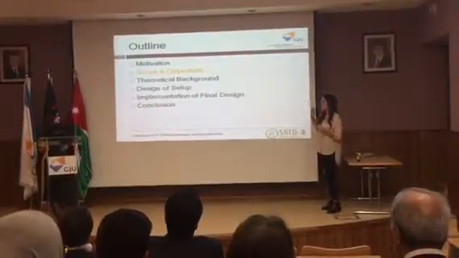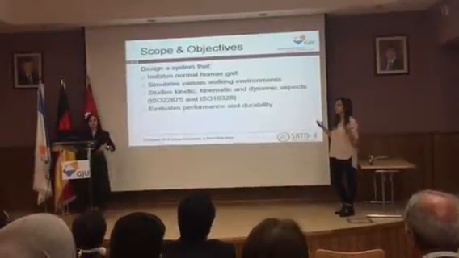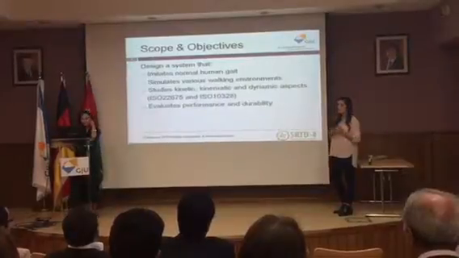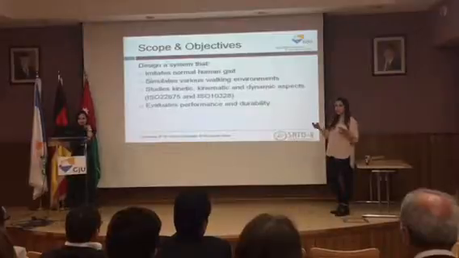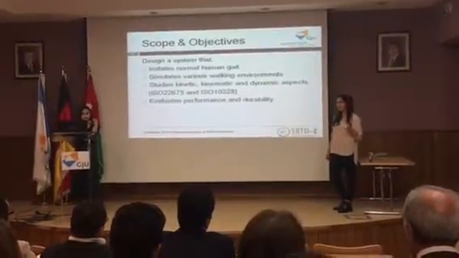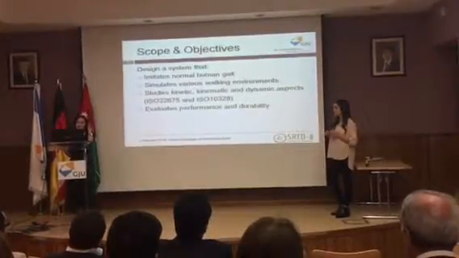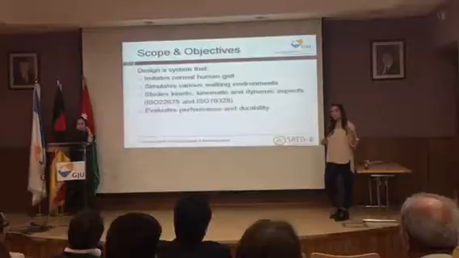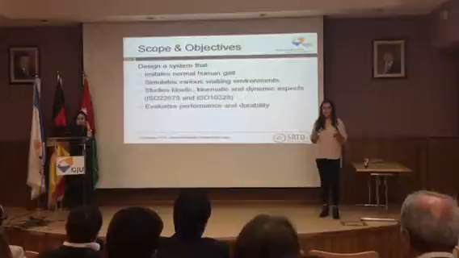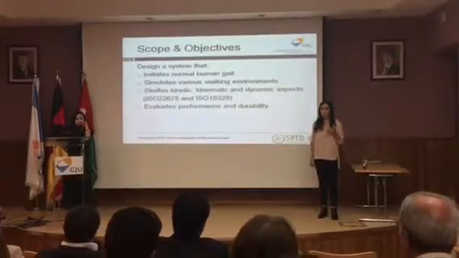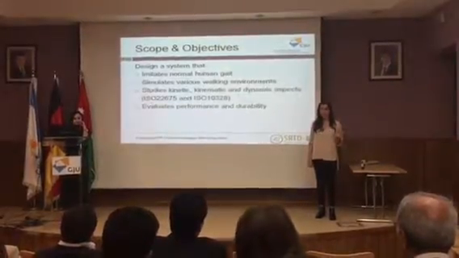Now we will discuss the scope and objectives of our system. The first objective was to design a system that is able to imitate normal human walking by having the same angles and loadings as any gait cycle. Second is to simulate various walking environments by giving the option of testing prosthetics on both flat and inclined surfaces. This is very important when testing prosthetics that are to be used in Jordan, because as we all know, Jordan has a lot of hills and inclination.